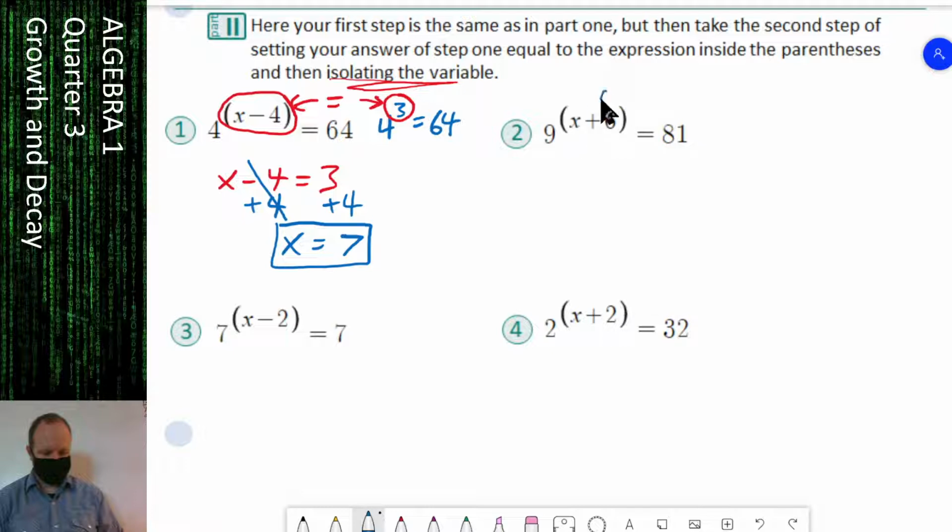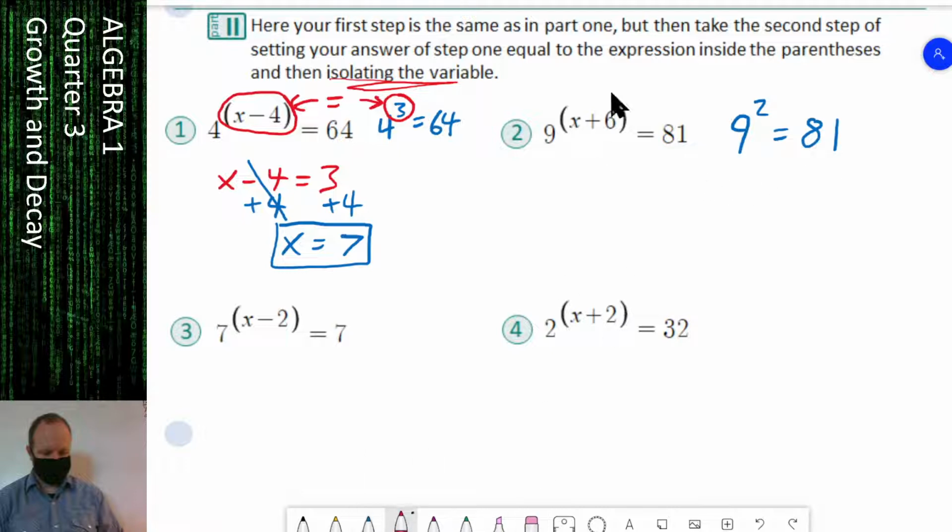Like I said, ignore this part. Just think to yourself, what times this base would give you your answer? How many times we multiply? Exactly, we multiply it by itself 2 times. And so let's go ahead and rewrite it as 9 to the what power? Second power equals 81.